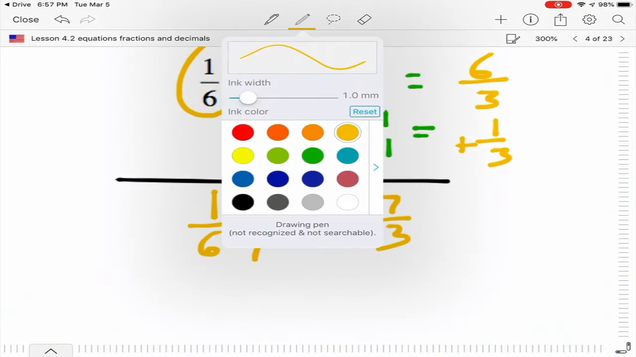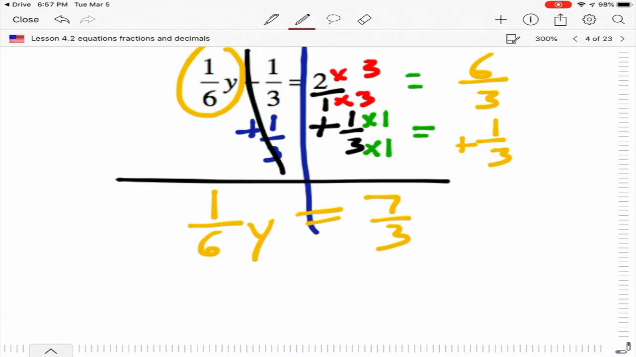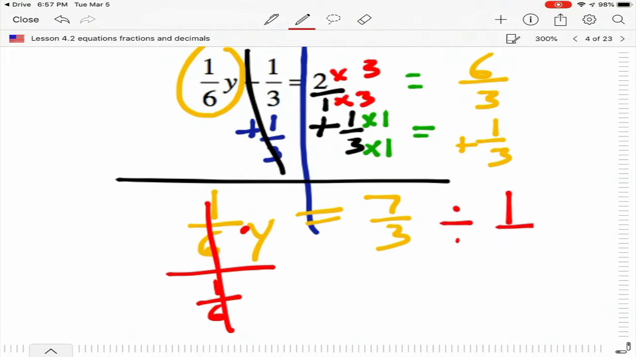This is where it gets a little funky. Now, the operation between the 1/6 and the y. Understand, I'm not saying the operation between the 1 and the 6. I'm saying the operation between the 1/6 and the y is multiplication. So in order to get rid of it, I have to divide by 1 over 6.